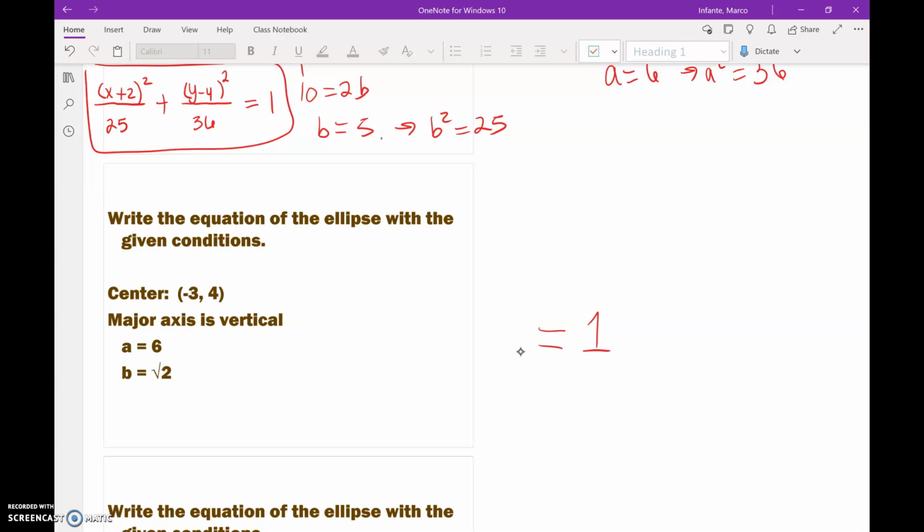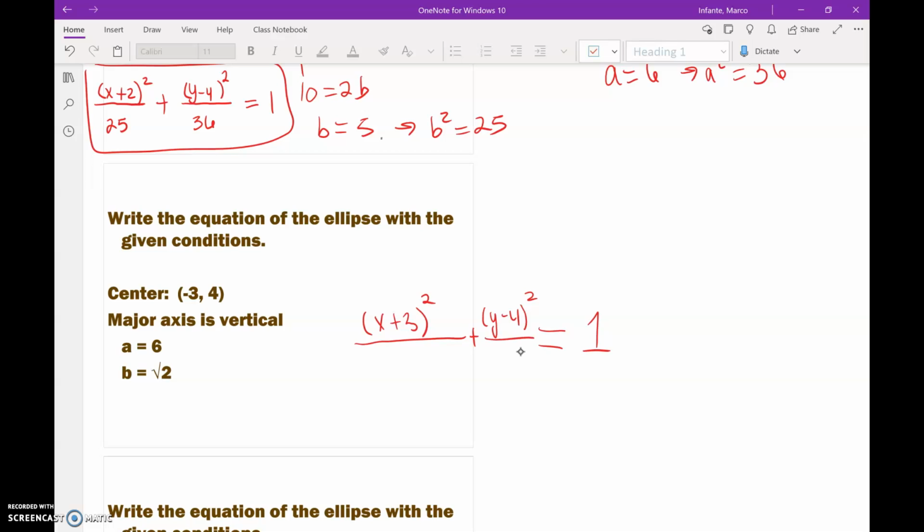The center represents the translation from the origin. We know that if x is -3 at our center, then x has shifted 3 units to the left, which is x plus 3 quantity squared. We also know y has shifted up 4 units. So we write that as y minus 4 quantity squared.